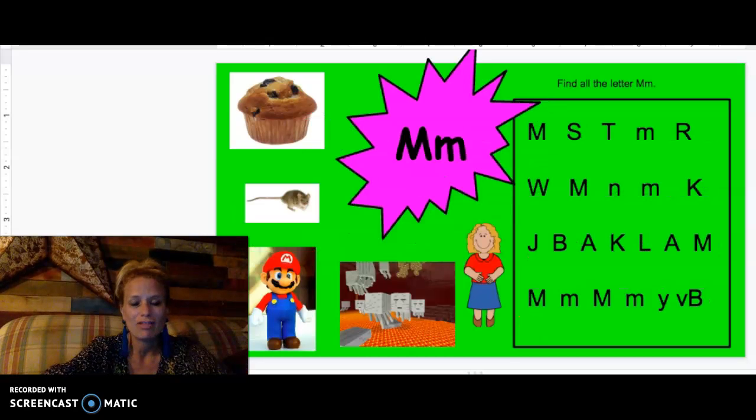Today we're going to talk about this letter. Do you know what letter that is? Good. That is the letter M. Look at this M. It goes down, and then you can come back up and go down, up, down. That is the letter M. M is a letter in the alphabet. That's the sound M makes.